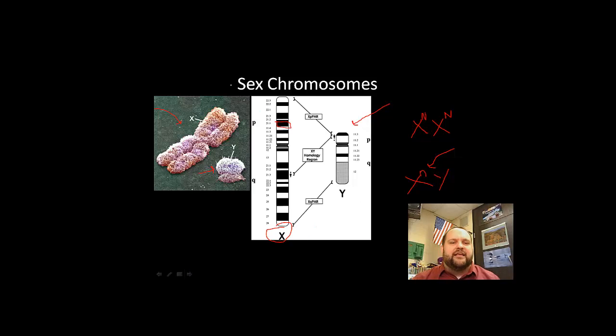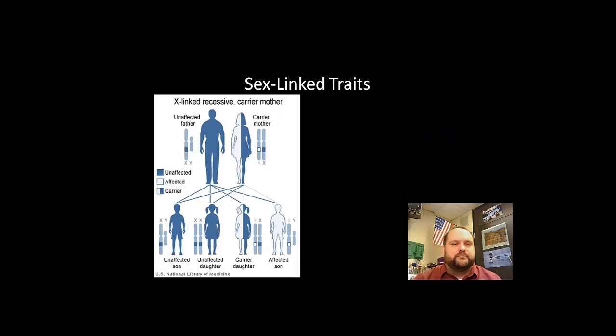So let's look at some examples of sex-linked traits. Here's a good example. This is X-linked, so it's found on the X chromosome, and it's recessive. A good example of this would be colorblindness. So over here we have an unaffected father, which means he has the dominant. We'll use B for color blindness, so he's X, big B, Y. He doesn't have that trait. He has the unaffected, or the dominant, version.